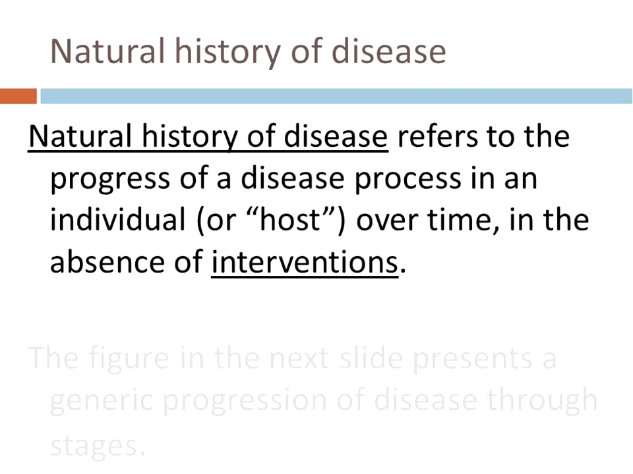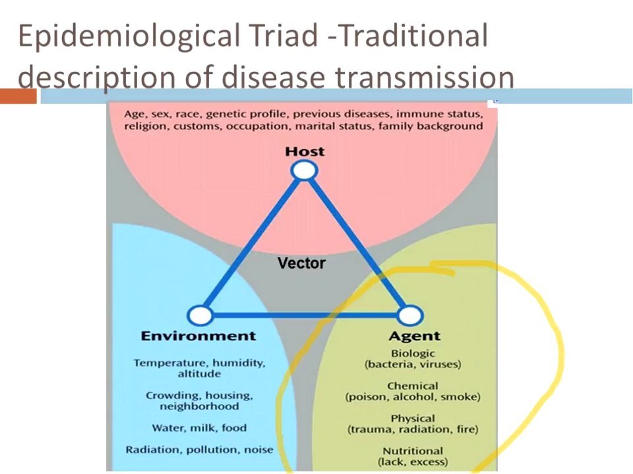The natural history of disease refers to a progression of the disease in an individual or a host over time. So let's go back one more time and take a look at that slide. And you can see your host is the person that gets the disease, because we're speaking in terms of human populations. The different factors make a host more susceptible than others.